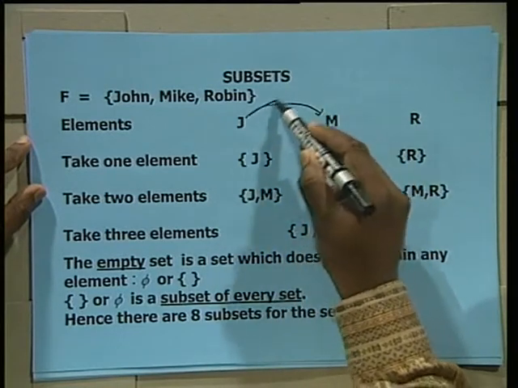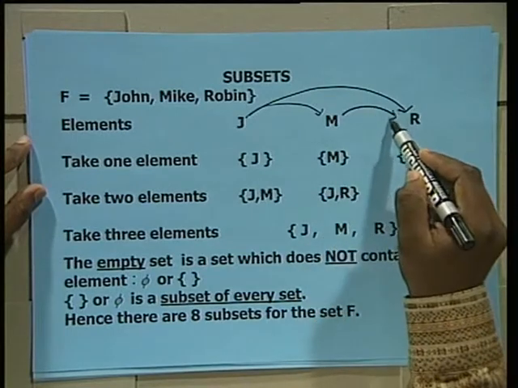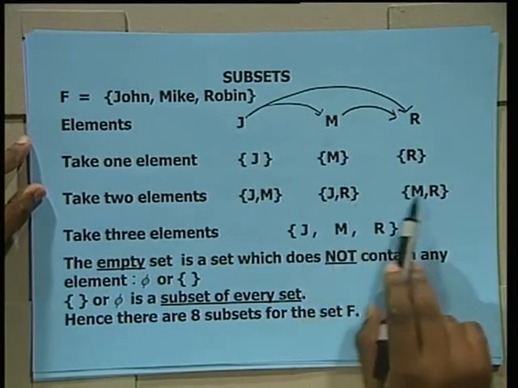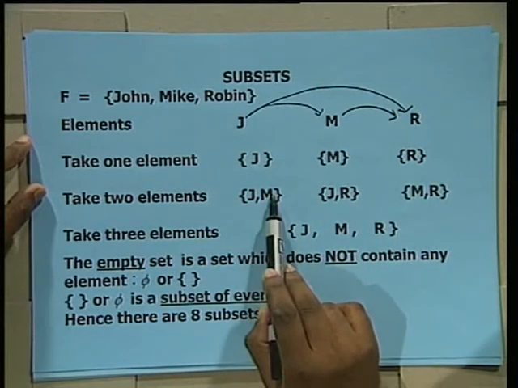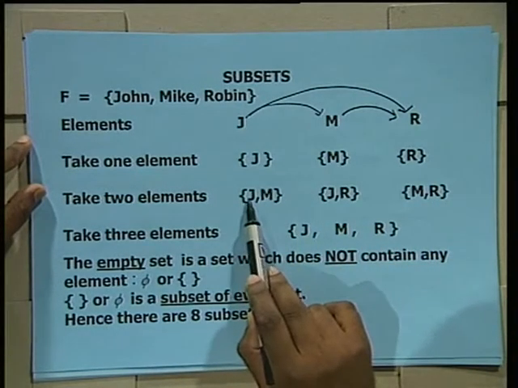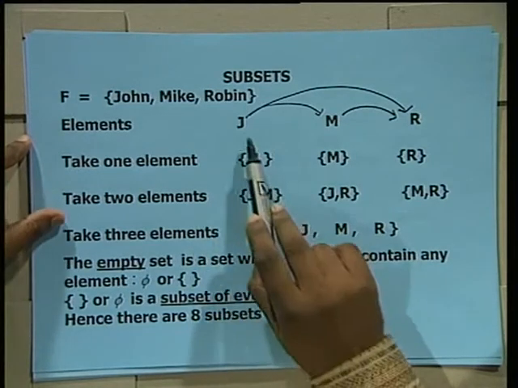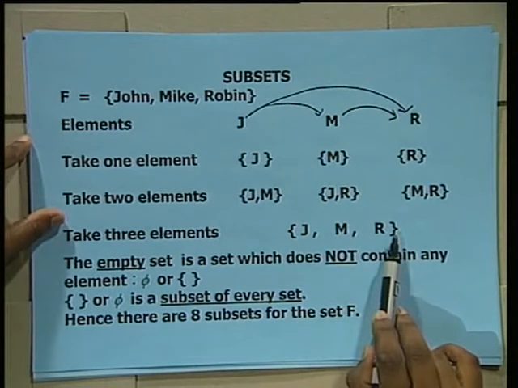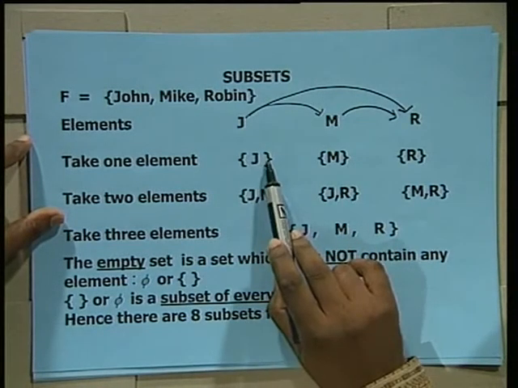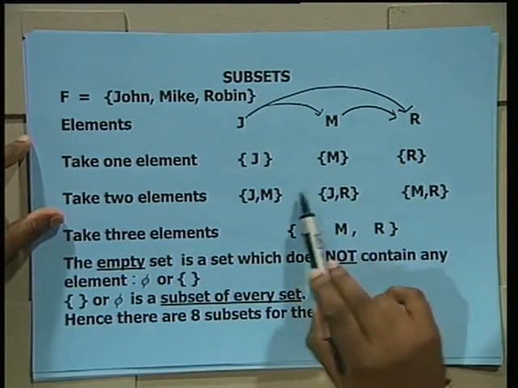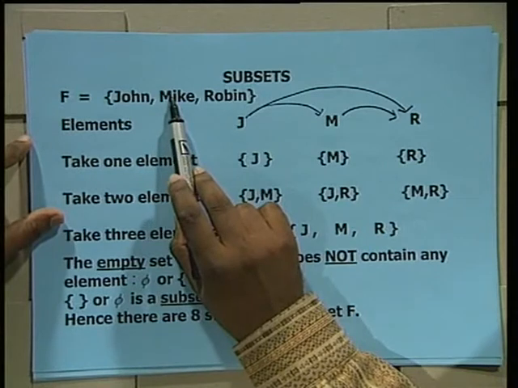You can also take J and R. And you can also take M and R. So you have JR, MR. The sets JM and MJ are equal. That's why we write JM only. Or you can take all the 3 elements at once, JM and R. So up to now we have 1, 2, 3, 4, 5, 6, 7 subsets of F.